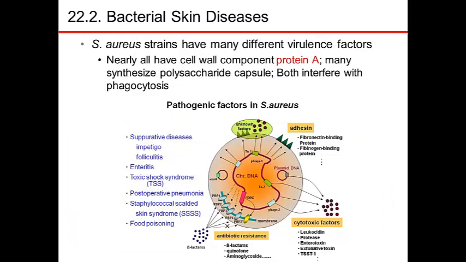The virulence factors of Staphylococcus aureus include exoenzymes like hyaluronidase, coagulase, and staphylokinase. Exotoxins like toxic shock toxin, exfoliative toxin, and hemolysin, and protein A.